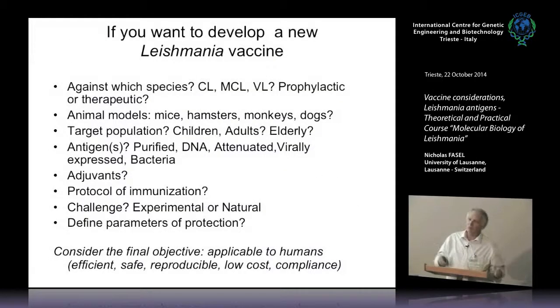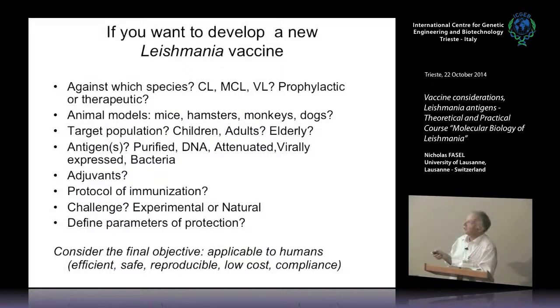Now, if you want to develop your vaccine, what are the questions you have? Okay, the first one, against which species? Don't think it's going to be the same for CL, MCL, or VL. Are you going to go for prophylactic or therapeutic? Which kind of animal models are you going to use? Mice, hamsters, monkeys, dogs?